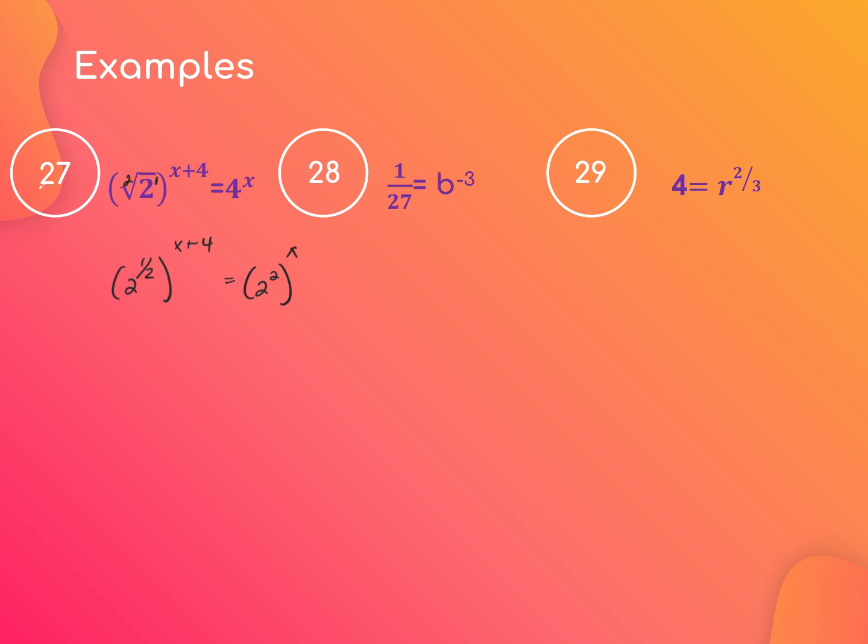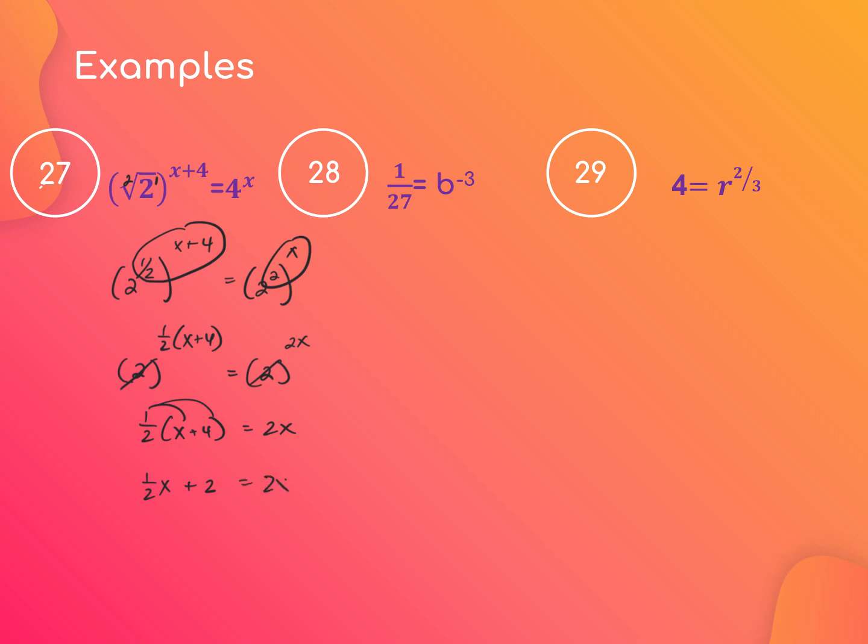So again, now that I have this though, my base is 2, so I'm going to have to raise the power to power thing here. So I'm going to do 2, and then I'm going to do 1/2 times x plus 4 equals 2 to the 2x power. Again, my base is the same, so I can now make my exponents equal to each other and solve. So I'm going to distribute the half. So I have 1/2 x plus 2, half of 4 is 2, equals 2x.